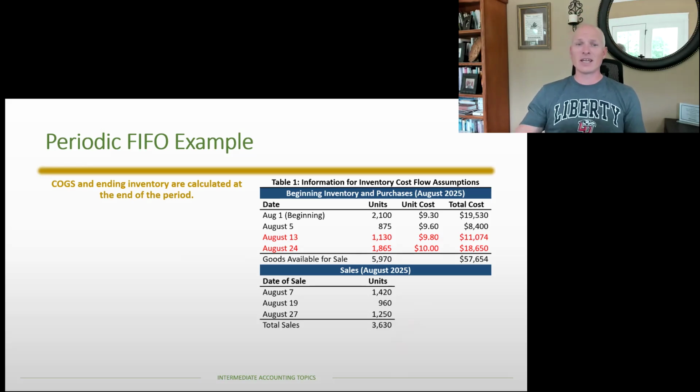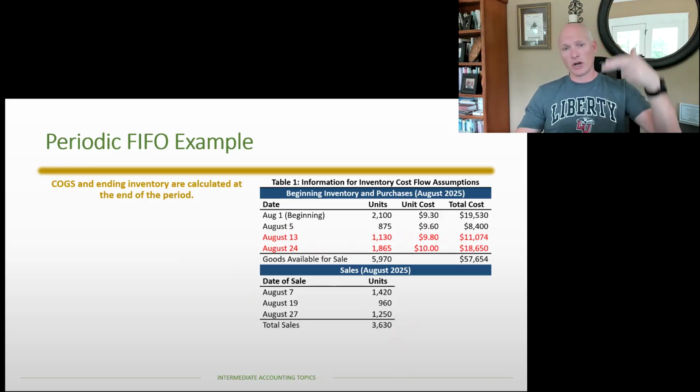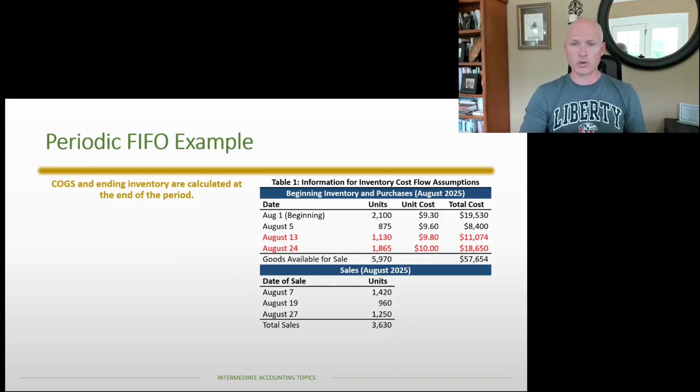For us to get to that number, not only do we need all of the units from August 24th, but we also need some units from August 13th. And so our ending inventory will have basically two layers: an August 13th layer and an August 24th layer.